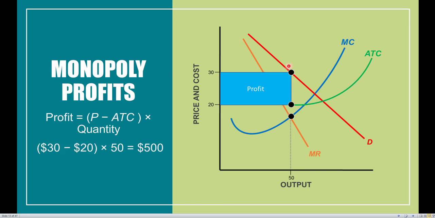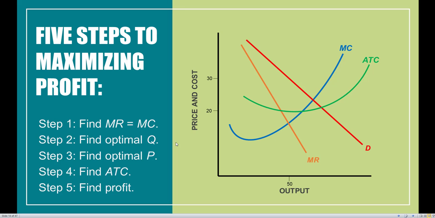Always read the price off of the demand curve. Do not go straight to the price axis at the intersection because that will give you the incorrect profit maximizing price. So once again, what are the 5 steps? Step number 1, find the intersection where marginal revenue equals the marginal cost. Step number 2, find the optimal Q. You go straight down from that intersection, very easy. Step number 3 is to find the optimal price. Always read it off of the demand curve, as we've already said. Do not just go straight to the price axis because that is where you get the answer wrong.